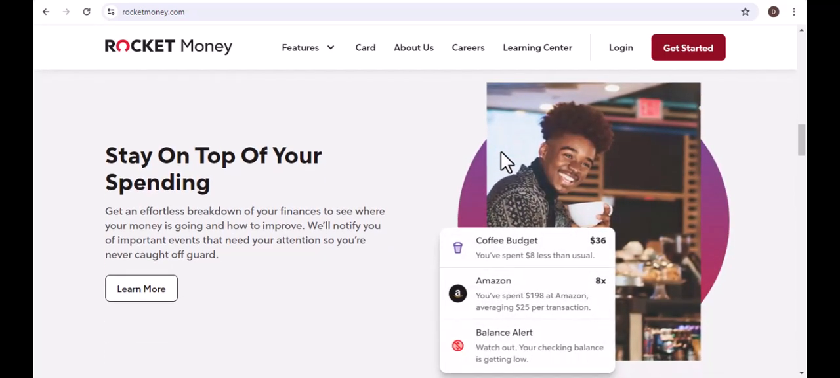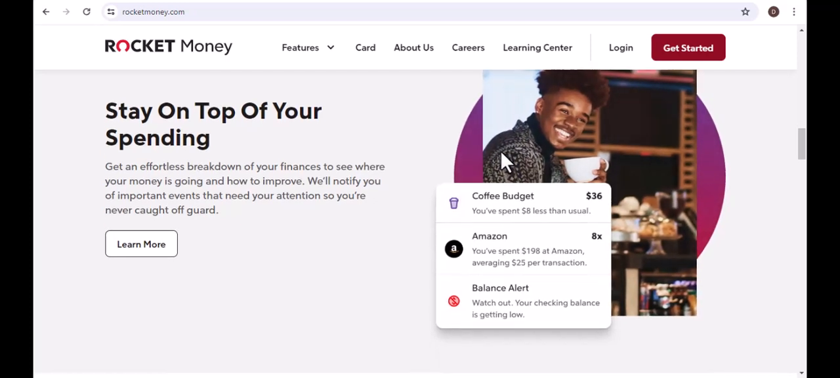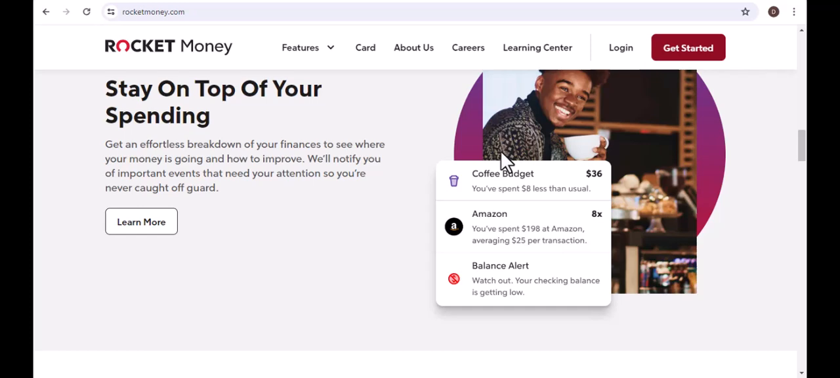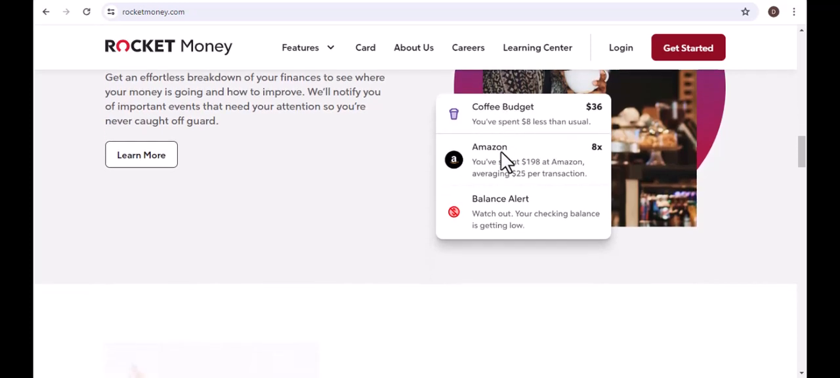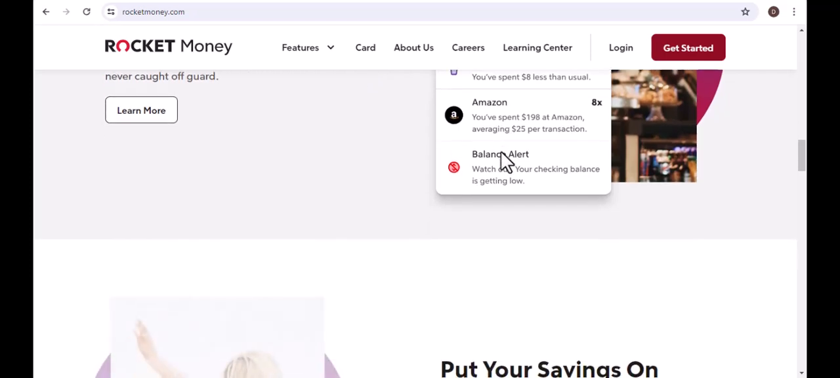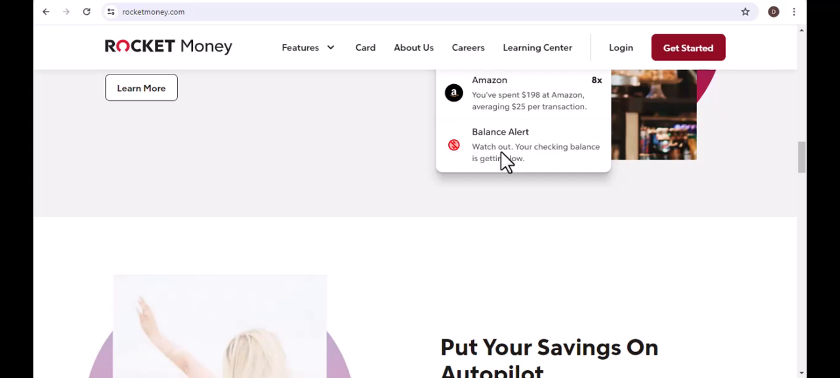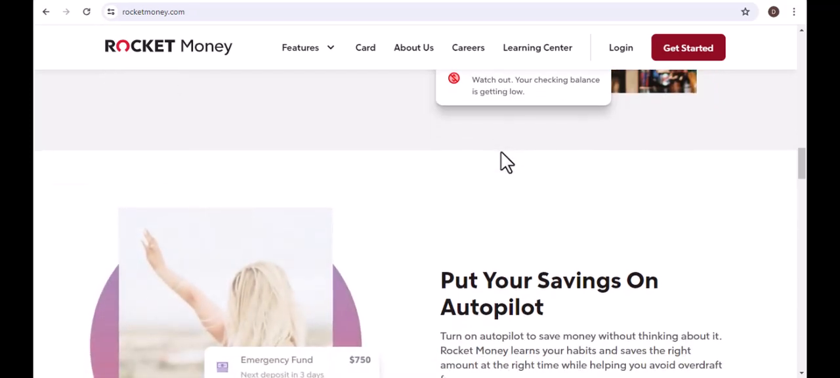Negotiation services. Rocket Money also offers negotiation services for certain subscriptions. If the problem relates to a subscription price, they can help you negotiate a lower price. It's important to know that Rocket Money acts as an intermediary, especially when it comes to subscription management. They do not directly control your bank or credit card transactions.